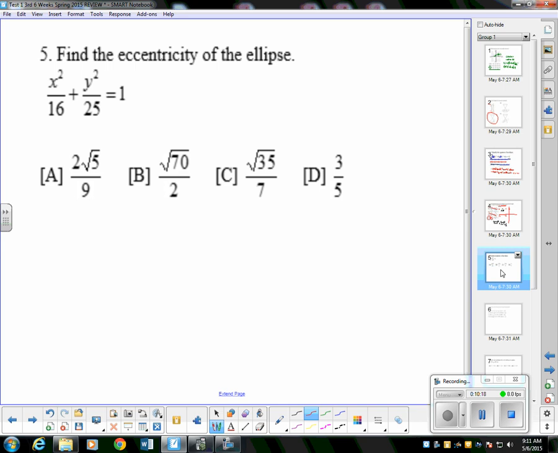All right, this might look like it's hard, but it's not. It's find the eccentricity of the ellipse. If you will recall, the eccentricity has a formula. It is C divided by A. All we got to do is identify A and C from the equation.